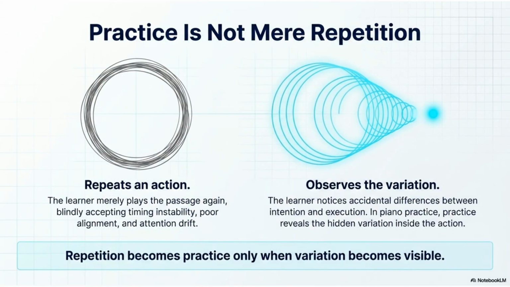Practice is not mere repetition. Repetition repeats an action, but practice observes the variation inside the action. A learner may play the same piano passage again and again, while still accepting the same timing instability, poor alignment, or attention drift. That is repetition. Authentic practice begins when the learner notices the difference between intention and execution. Where did the rhythm become unstable? Where did attention disappear? Where did the movement lose clarity? This is the moment repetition becomes practice, when variation becomes visible.